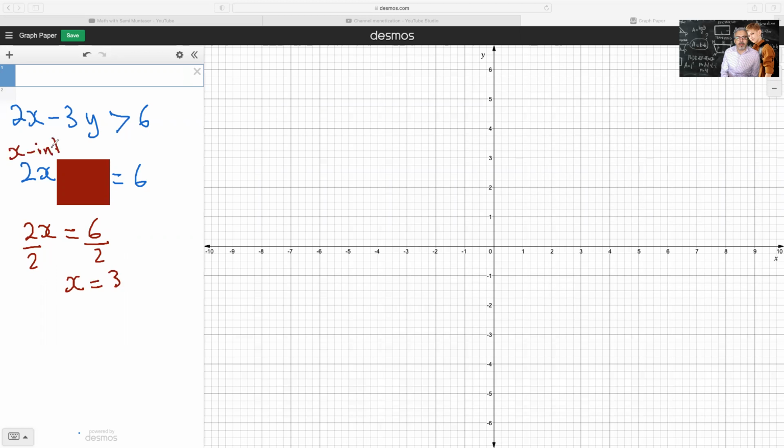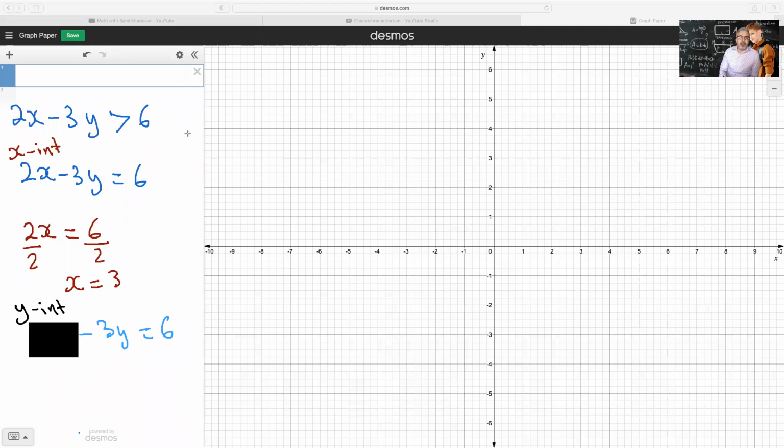Now, if you want to find the y-intercept, so we're going to find the y-intercept now. What you do, you make x 0. And if you make x 0, you know all of this will disappear. And what you'll end up with is negative 3y equals 6. And therefore, you divide both sides by negative 3 and y equals negative 2.